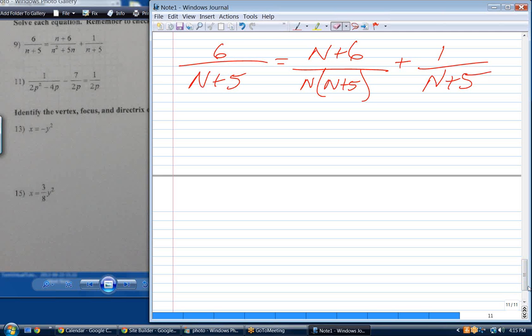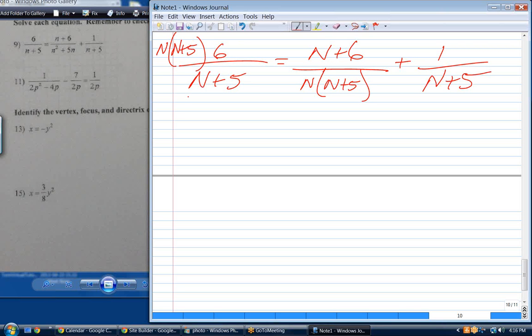Now, this is not the same thing as multiplying the top and bottom by the same. That's multiplying a fraction by the number 1, which is what we've been doing this whole session. This is different. I'm going to multiply every term in the equation by this denominator right here, because it will get rid of all denominators at once. So I'm going to multiply everything by n times n plus 5.